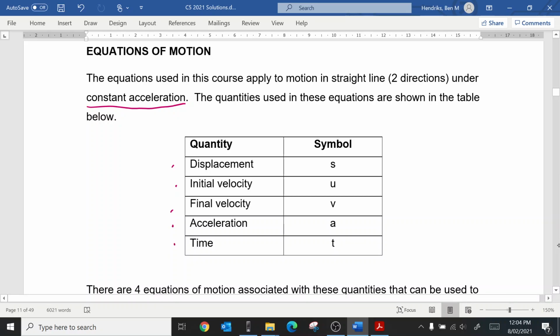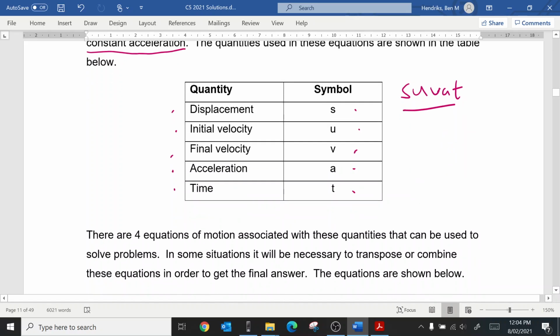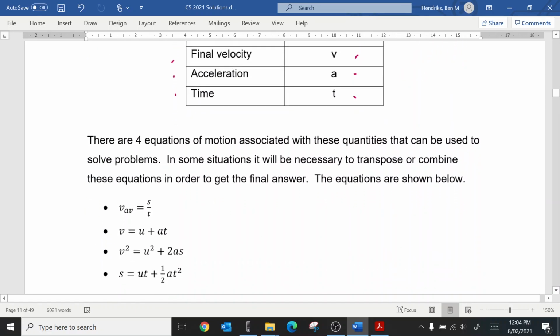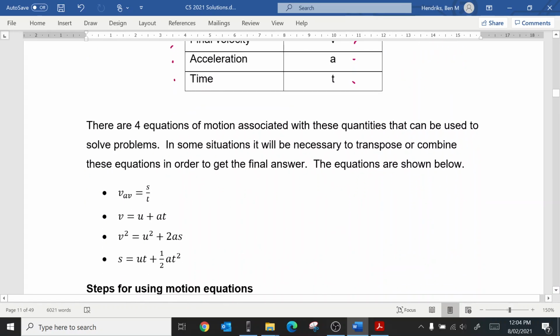Okay, and I call these ones SUVAT. So S, U, V, A, T: SUVAT. And we use these when we have a body accelerating. So there are four equations of motion associated with these quantities that can be used to solve problems.